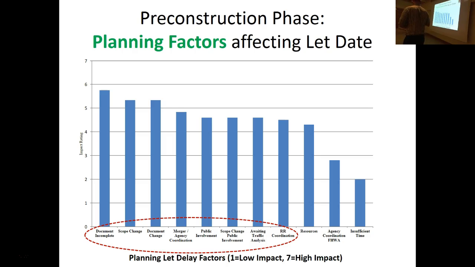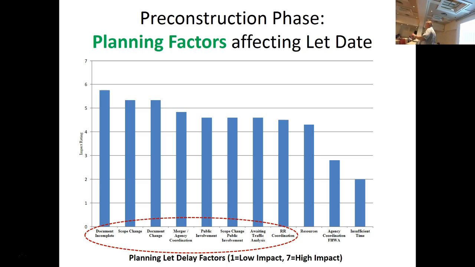These are reasons, basically planning factors, that affect the let date. Documents are incomplete. You have a scope change, so somebody decides, well, we need a wider bridge. The bridge that you put in concurrence point 2 is not wide enough. We've got to double the width for future planning. Document changes, merger and agency coordination.